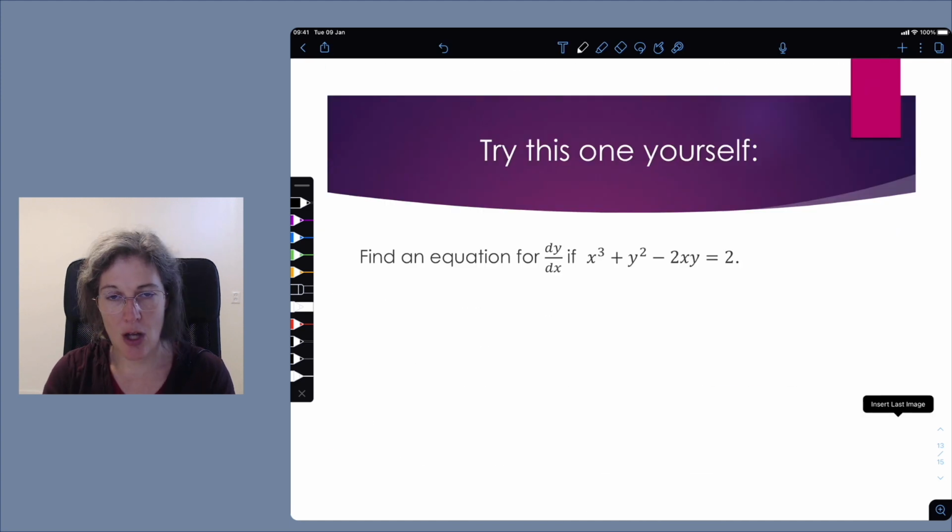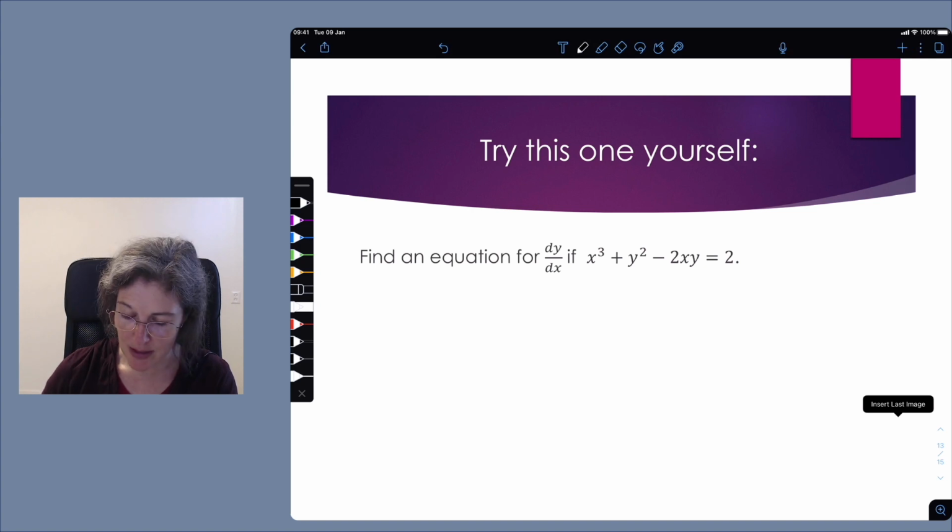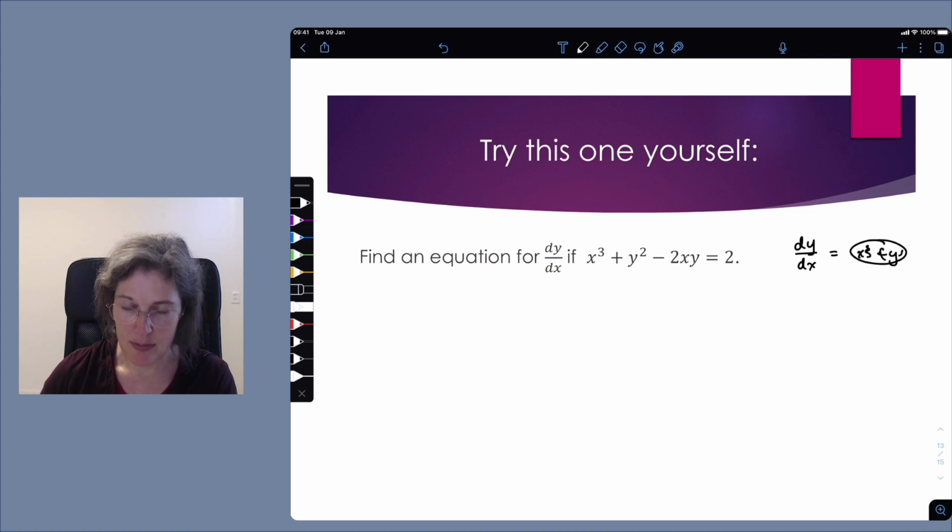So after all that talking, here's something for you to try. Please find an equation for dy by dx if we have the implicit function x cubed plus y squared minus 2xy is equal to 2. And see if you can write it in the form dy by dx is equal to something that includes x's and y's. Okay, so go and have a look at that and come back when you're done.